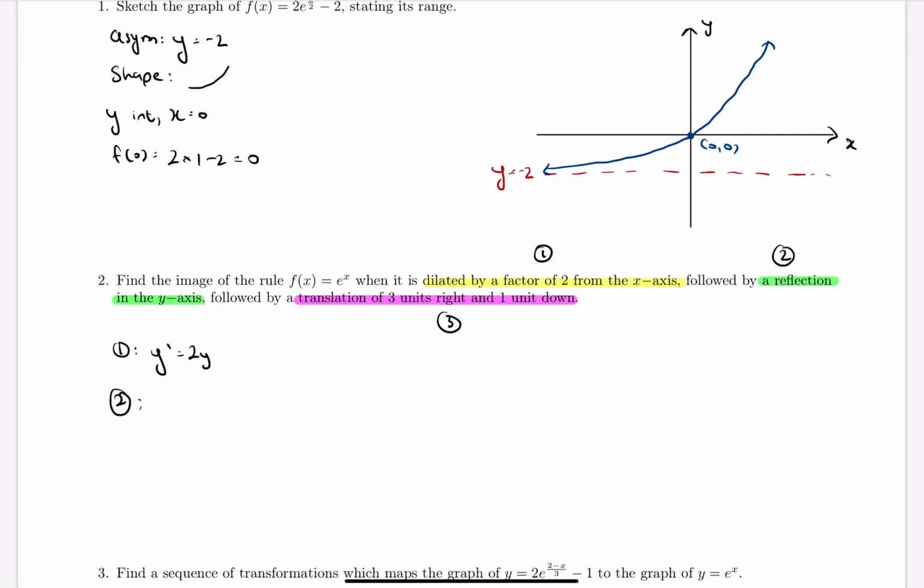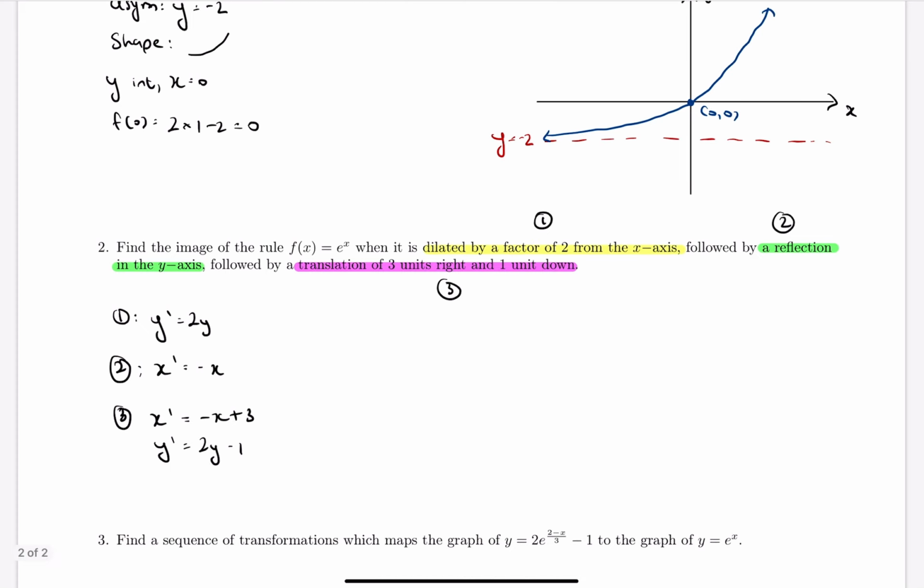And then transformation number 2, we've got a reflection in the y-axis, which means that your x prime is going to become minus x. And then transformation number 3 is a translation of 3 units right and 1 unit down. So we are grabbing our coordinates that we've already transformed, which is 2y and minus x, and we are moving that 3 units right. So the x coordinate is going to get a plus 3 and 1 unit down. So the 2y is going to get a minus 1. So we end up with x prime equals minus x plus 3 and y prime equals 2y minus 1. And then just the normal deal when you're trying to find the image of the rule, which is to make x and y your subject, plug them into the rule, and then rearrange. So what do we end up with?